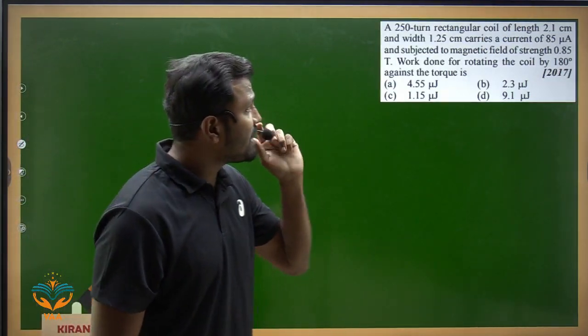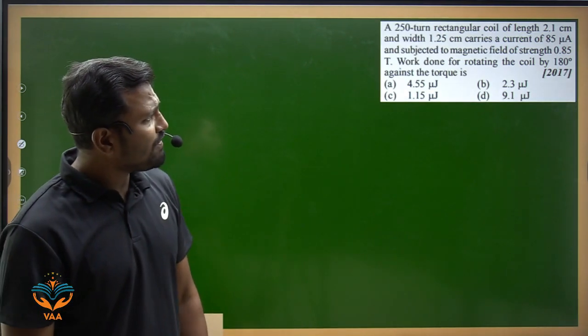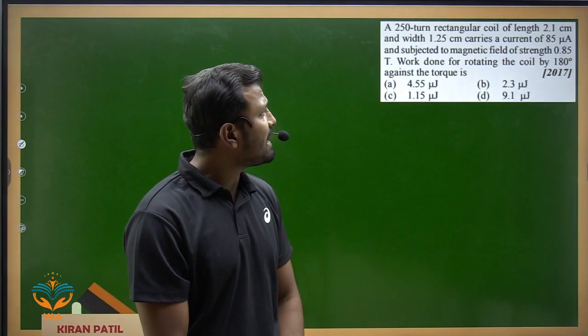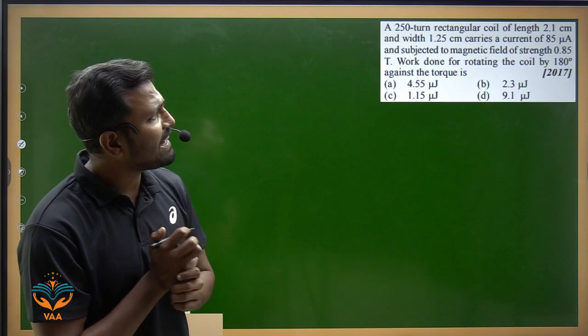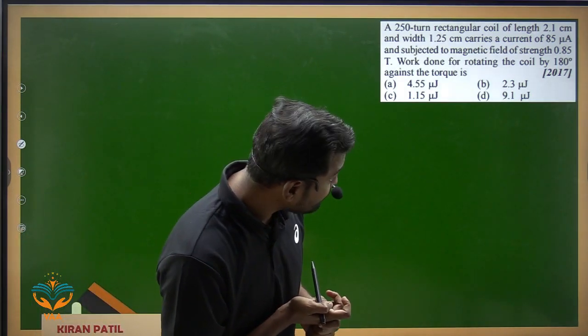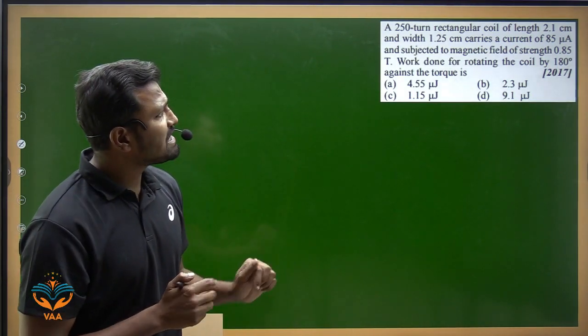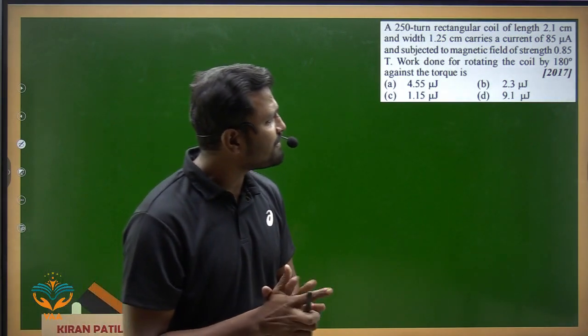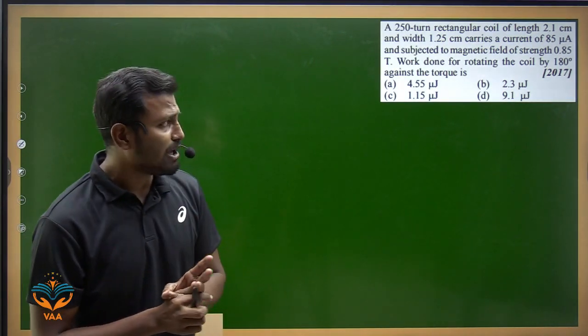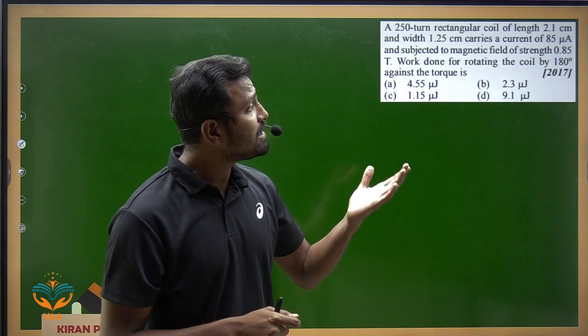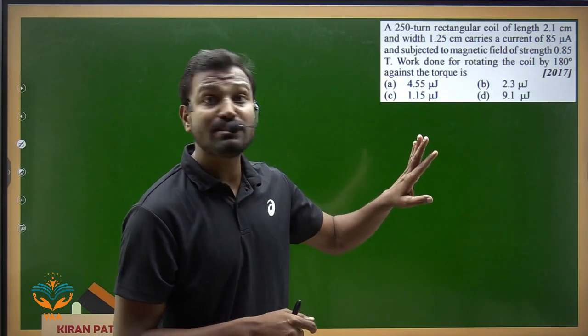A 250 turn rectangular coil of length 2.1 centimeter and width 1.25 centimeter carries a current of 85 microampere and is subjected to a magnetic field of strength 0.85 Tesla. Work done for rotating the coil by 180 degrees against the torque is.